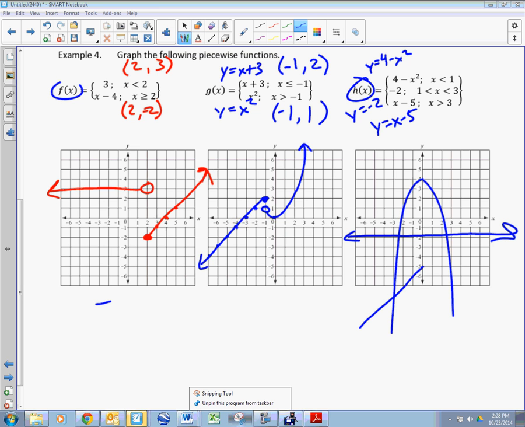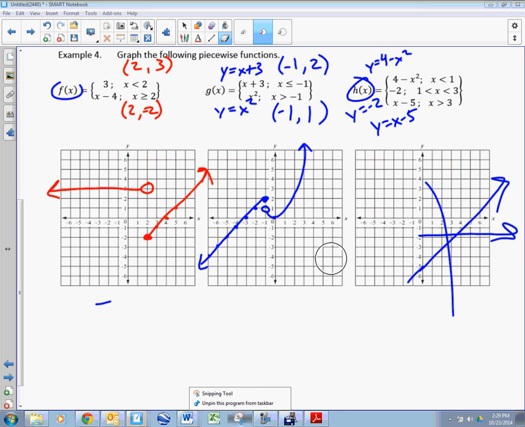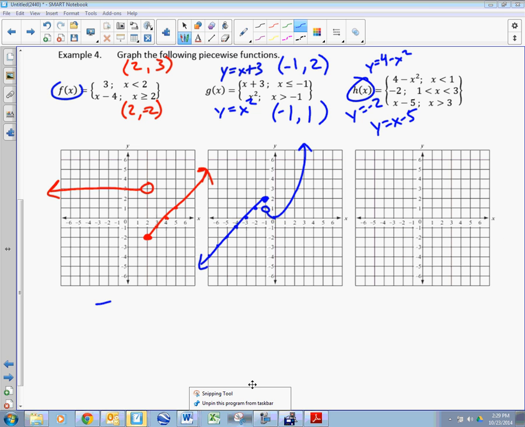X minus 5. So those are the 3 graphs, but I'm just going to have sections of those graphs. I now need to determine what sections do I have. So I will slice the graph at the points that it tells me. The first one, when you plug in 1, what do you get? 3. Second one, you plug in -2, what do you get? I'm sorry, you plug in 1, what do you get? -2. It's always equal to -2.